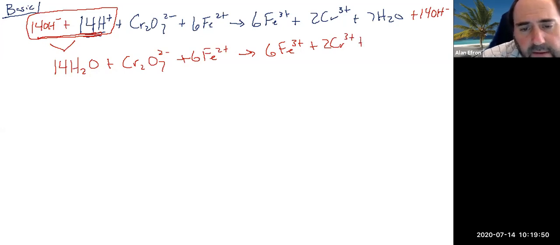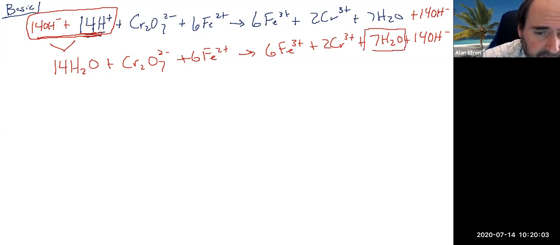And usually when you do this and you get to this part, there usually will be some waters that you can reduce. So if you look on the right-hand side, I have 7 waters. On the left-hand side, I have 14 waters. So I could get rid of 7 waters. So I would be left with 7 waters on the left. It's kind of like math when you subtract the X over there to the other side.